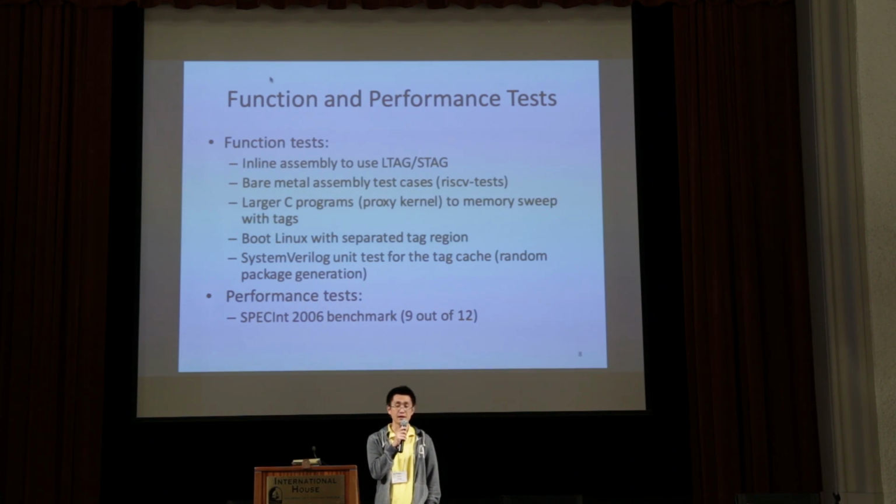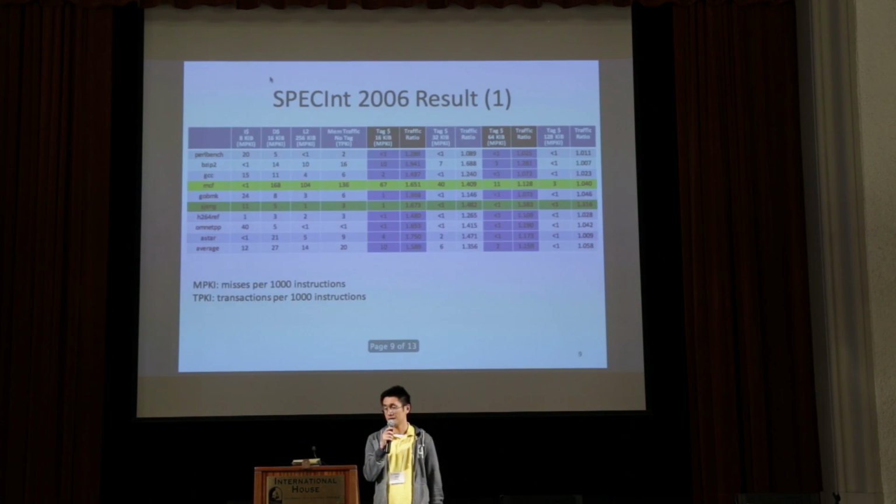To test the performance of our tag support, we have managed to compile and run 9 of the 12 SPEC 2006 integer benchmark cases on the FPGA, the Zedboard. So here is the result. What I have done is add hardware performance counters at different levels of caches: L1D cache, L2 cache, and tag cache, so we can get all the miss rates and traffic to memory. The miss rate is in units of misses per 1,000 instructions, and memory traffic is in units of transactions per 1,000 instructions.